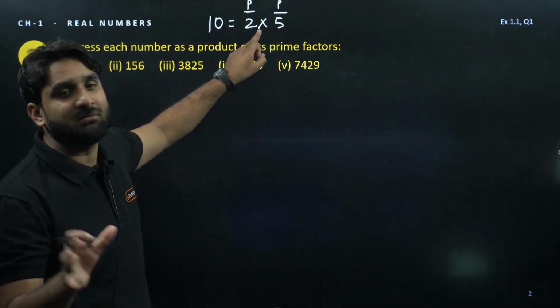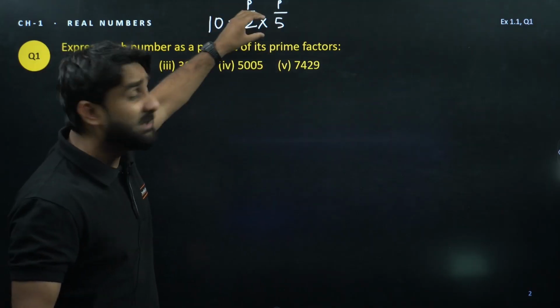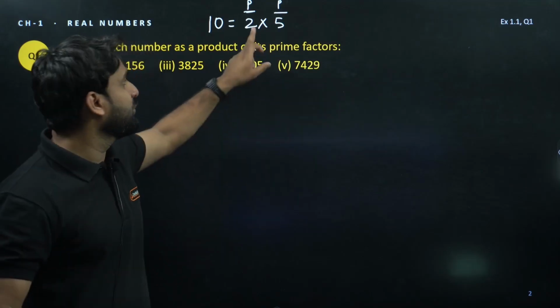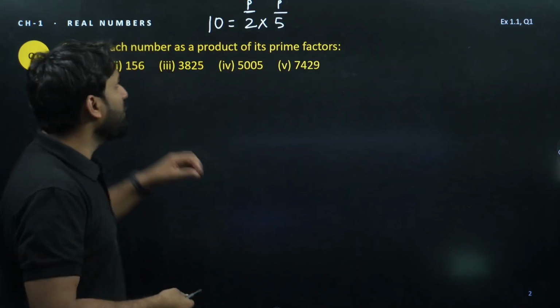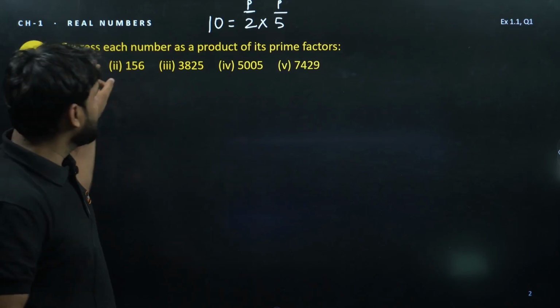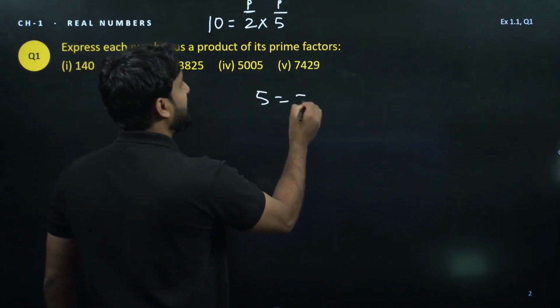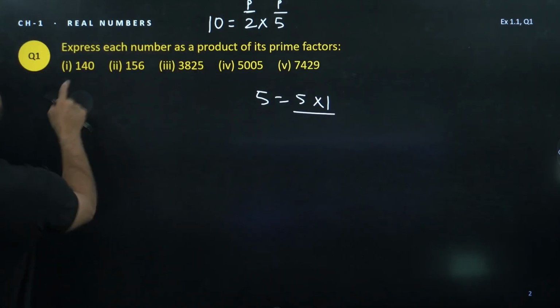2 cannot be split into many parts. 5 cannot be split into many parts. So 5 is 5, 2 is 2. 5 can be divided only by 1 and itself, and 2 can be divided only by 1 and itself. So 2 and 5 both are prime numbers, right? So we can write any number in the form of a product of its prime numbers. Yes, 5 can also be written as 5 into 1 because 5 is itself a prime number. So let's do this question here.